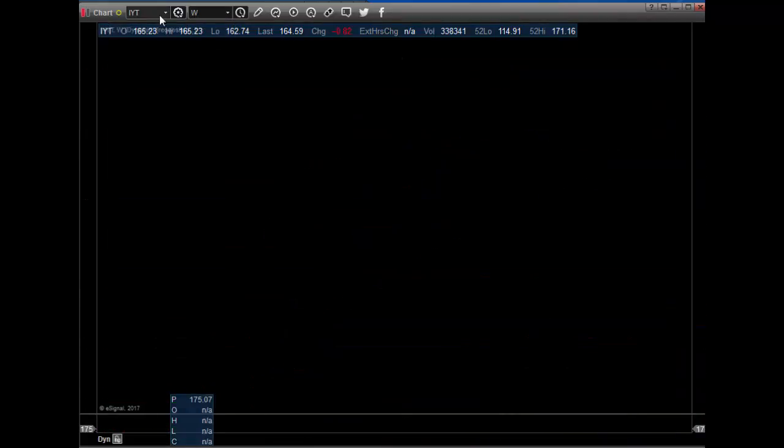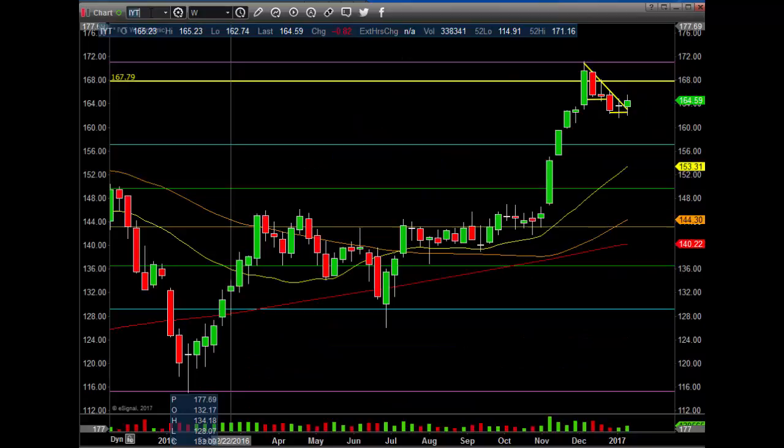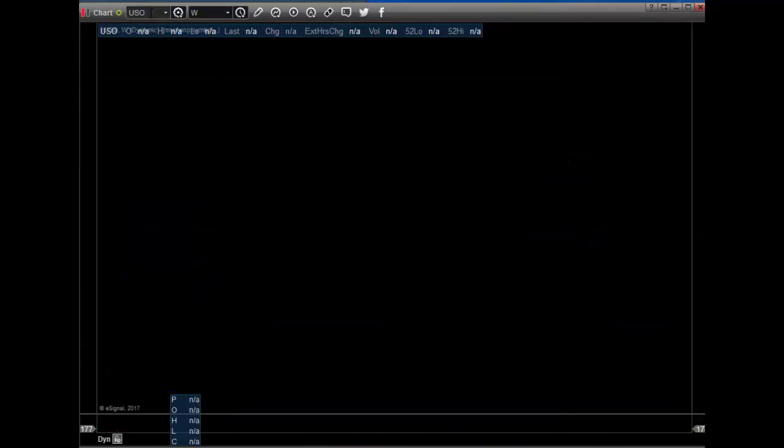And like I said, the weekly will close tomorrow. Nothing wrong with the weekly. It's slightly on the bearish side, but nothing really wrong.